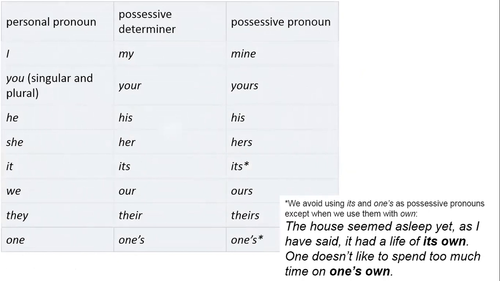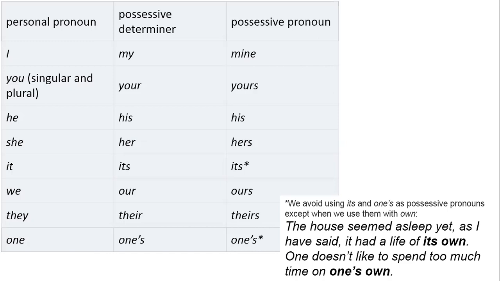Here is a list of pronouns. Subject pronouns: I, you, he, she, it, we, they, and one. One here, you can use as long as you don't want to refer to he or she, so you say just one. Possessive determiners like my, your, his, her, its, our, their, and one's. Possessive pronouns: mine, yours, his, hers, its, ours, and theirs, and one's. We avoid using its and one's as possessive pronouns, except when we use them with own.